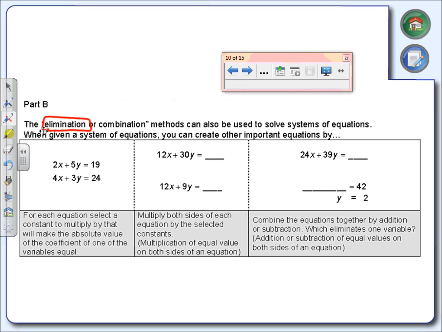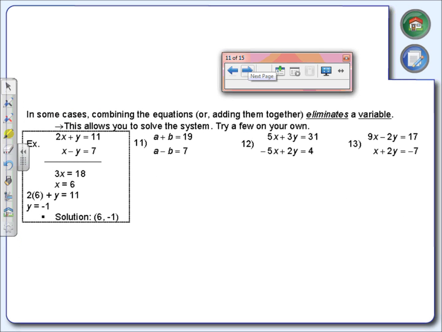This is another method to come up with solutions to our systems. Elimination. Now, this part right here, they make it a little more complicated than it really needs to be, so I'm going to skip this particular section right here, guys, and I'm going to move on to the next part. We're going to use elimination.